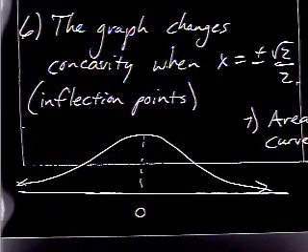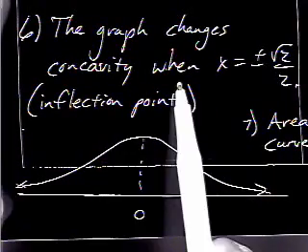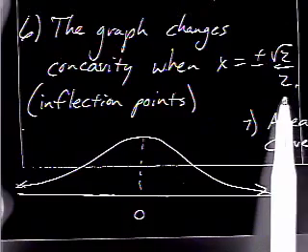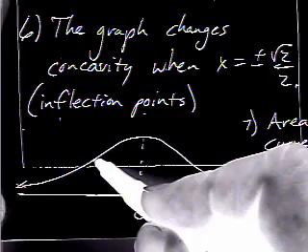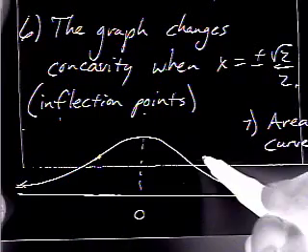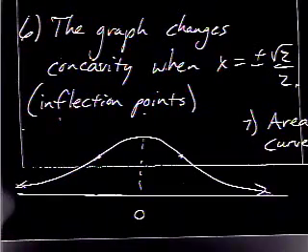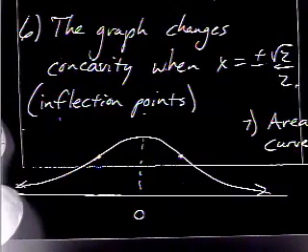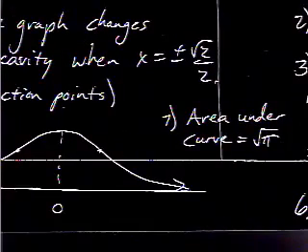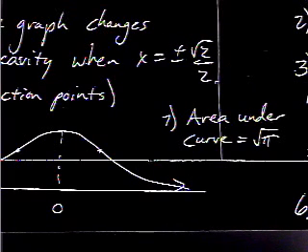And we also saw in there that the graph changes concavity when x is plus or minus radical 2 over 2. Those are called inflection points, points where it changes from being concave down to concave up, and you've got one on either side. The last and probably one of the more important things is that the area under the curve is the square root of pi. Talk about irrational. Okay, so the parent normal curve has those details to the graph.